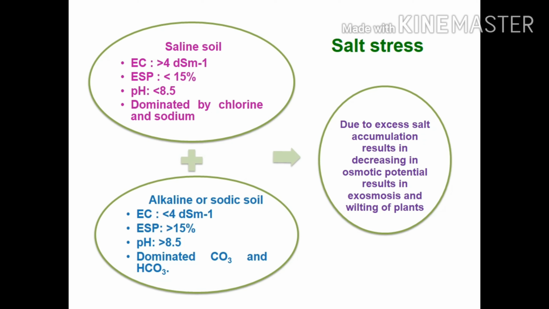Saline soil: the electrical conductivity is more than 4 dS m to the power of -1. The ESP is less than 15%. pH is less than 8.5. The saline soil is mostly dominated by chloride and sodium. The alkaline or sodic soil: the electrical conductivity is less than 4 dS m to the power of -1. The exchangeable sodium percentage, ESP, is more than 15%. And the pH is more than 8.5, and this soil is dominated with carbonate and bicarbonate.